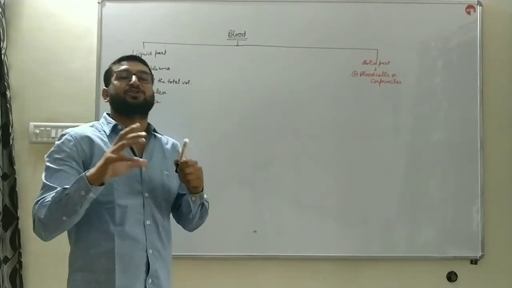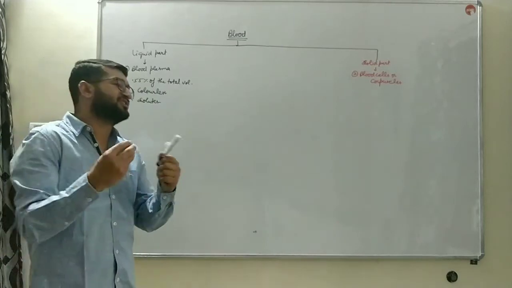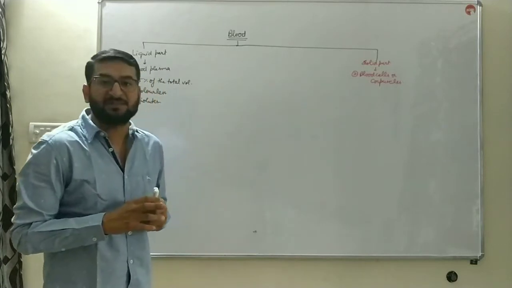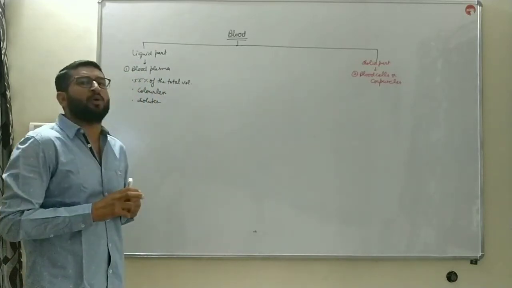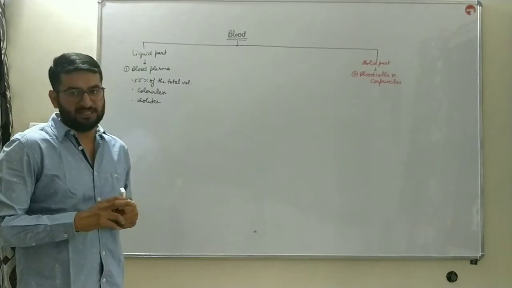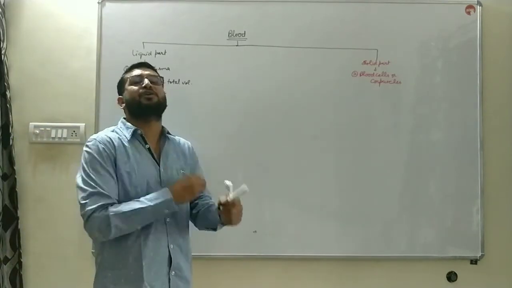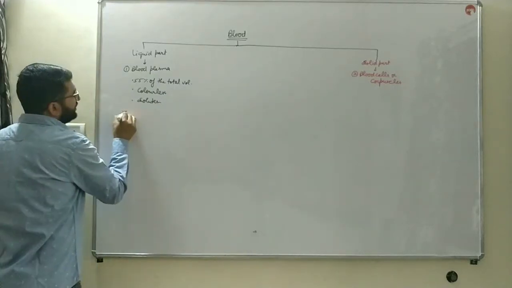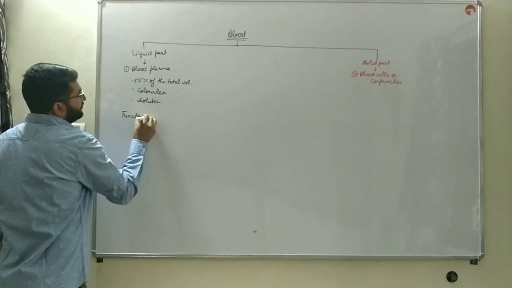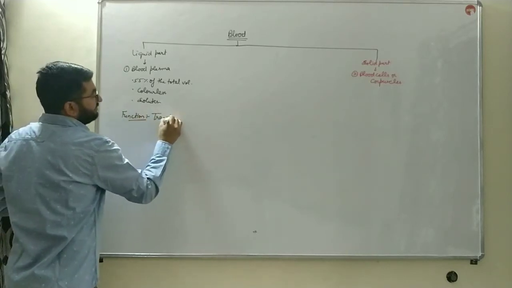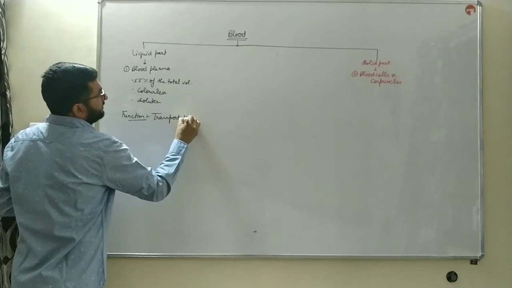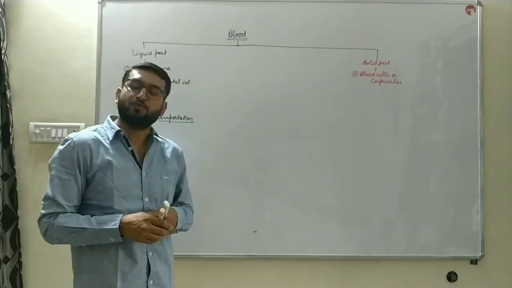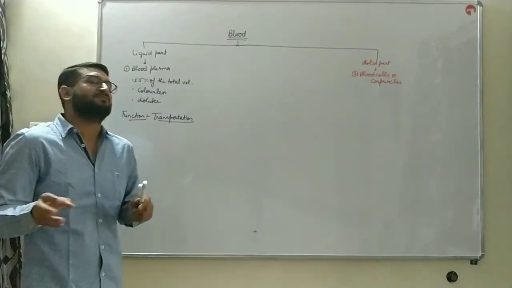The rest 8% contains various solutes like digestive material, and waste materials from the various cells which are brought to the excretory organs. Along with that, it has an anticoagulant, that is heparin. That anticoagulant prevents blood clotting in the closed vessels. The function of blood plasma is transportation, and that is the first function of blood. It helps in the transportation of various materials like digested food and excretory material from one part of the body to another.